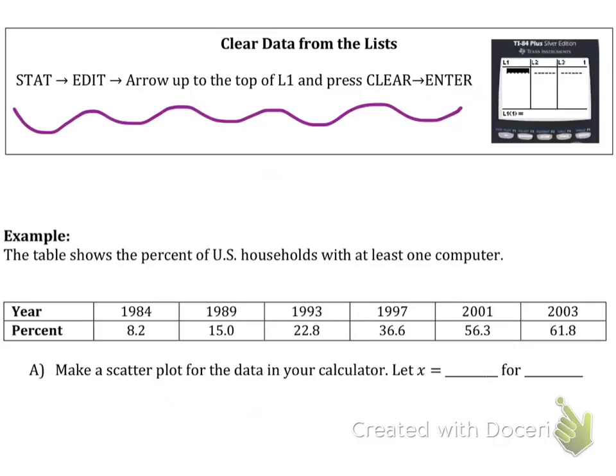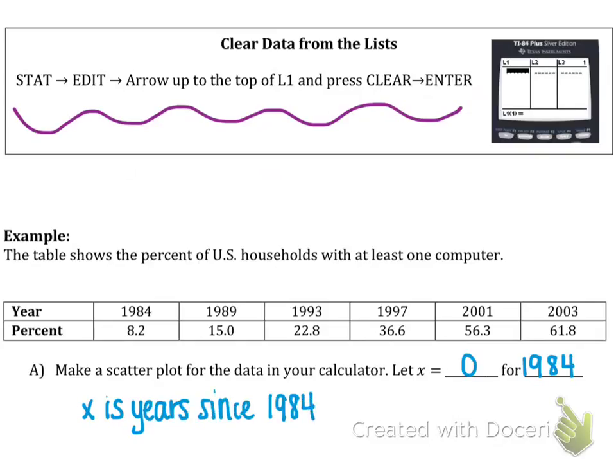If we're going to make a scatter plot, we need to enter in these data points. We're going to let x equal 0 for the year of 1984. Instead of plugging in for all of our x's the actual years, 1984, 1985, we'll have a much better representation of the scale and correlation of our data if we use x being the number of years since 1984. So that means the year of 1984 in our calculator will be 0, 1989 will be 5, 1993 will be 9, 1997, 13, 2001, 17, and 2003, 19.